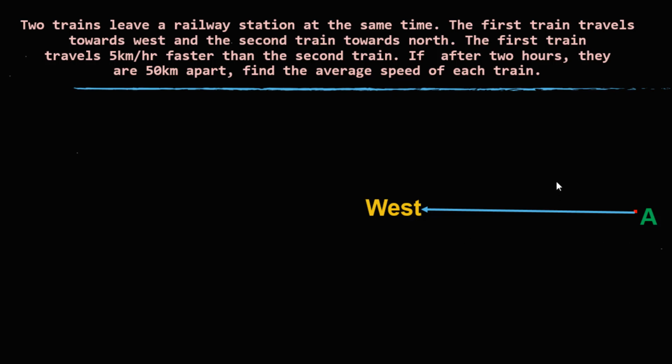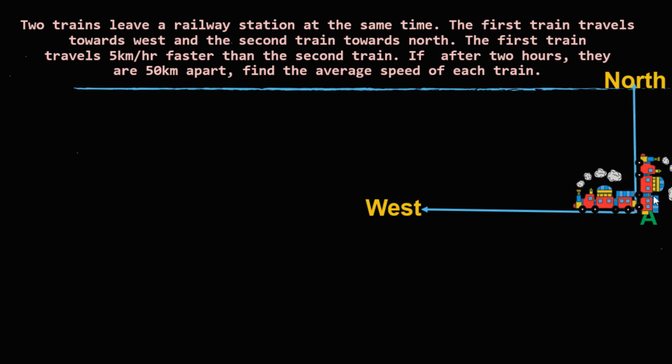And the second train is traveling towards north direction. Let us represent the north direction with another arrow mark line which is perpendicular to the west direction. So this line represents north direction. Here point A is representing the railway station. This arrow mark line shows west direction and this vertical arrow mark line shows north direction.